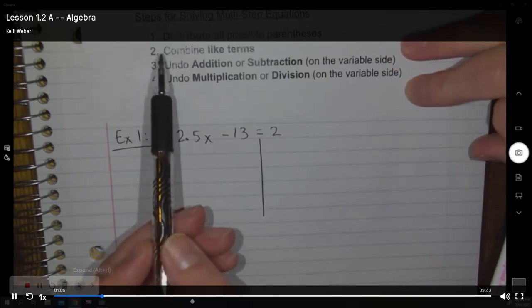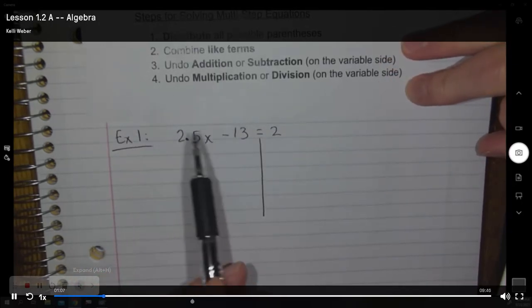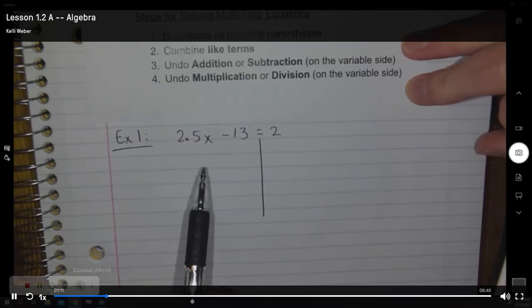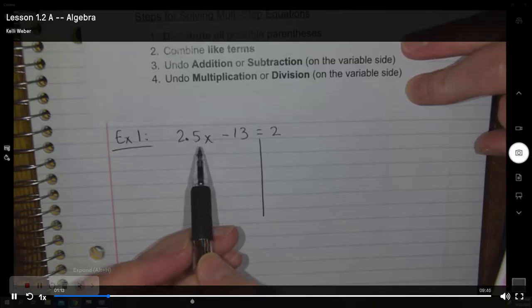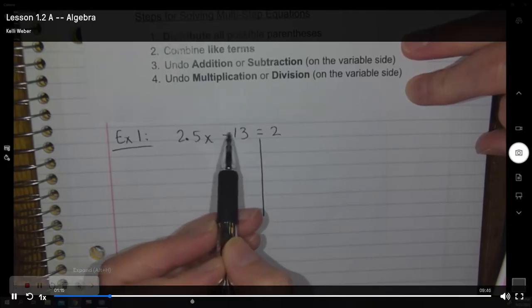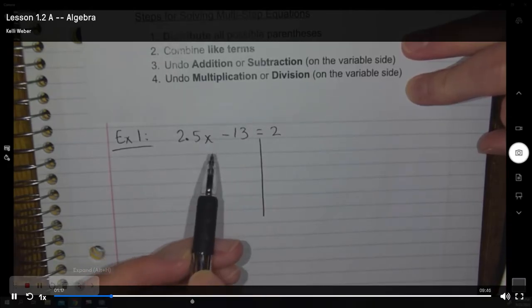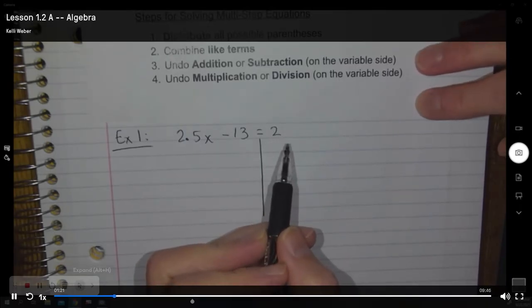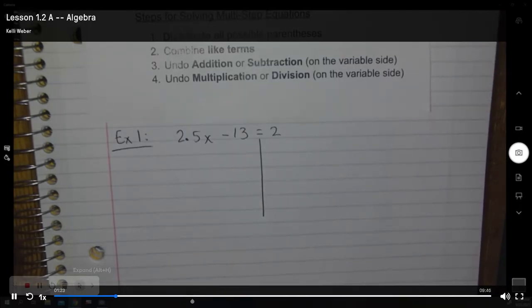So then I'm going to move on to the next step, combine like terms. Well, I currently, on the left side, don't have any terms that are the same style. So for example, 2.5x has an x, 13 does not, so they're not like terms. And on the right side, we only have 2, so there's not another term over there to combine it with. So I'm going to move on to step 3, and that says undo addition or subtraction on the variable side.